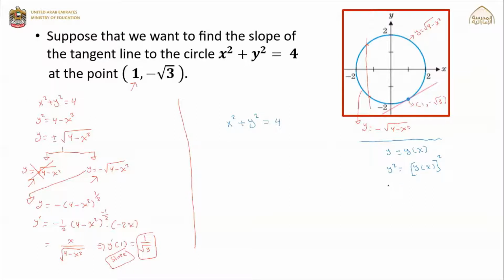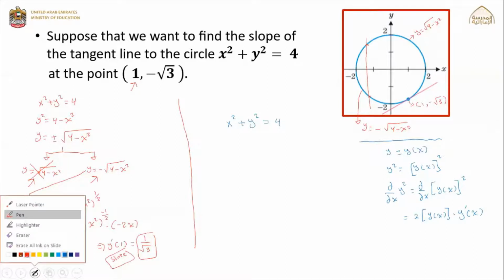If you want to find the derivative with respect to x for y squared, it equals the derivative with respect to x for y of x squared. Which rule can I use to find the derivative here? The rule is the chain rule. So the derivative is 2 times y of x to the power 1 times the derivative of y, which is y prime of x.